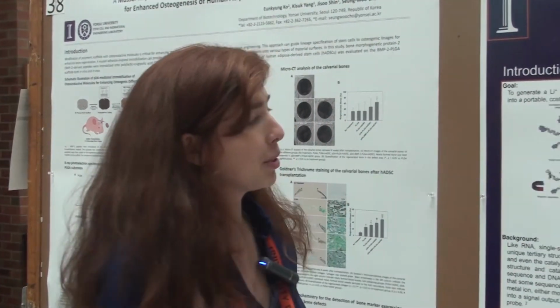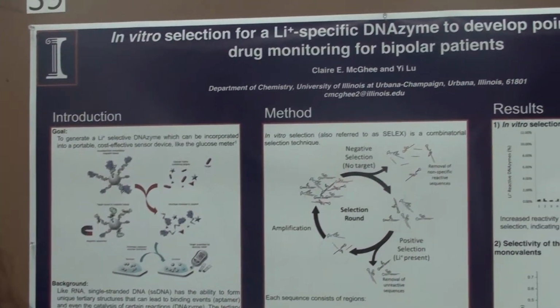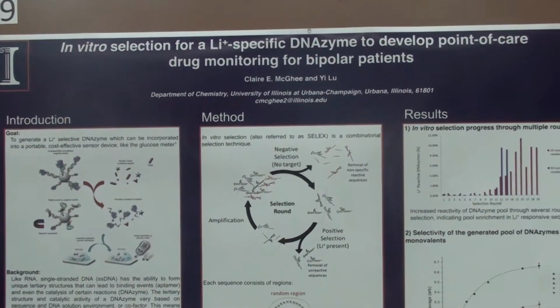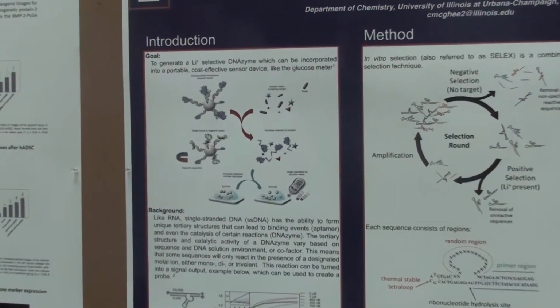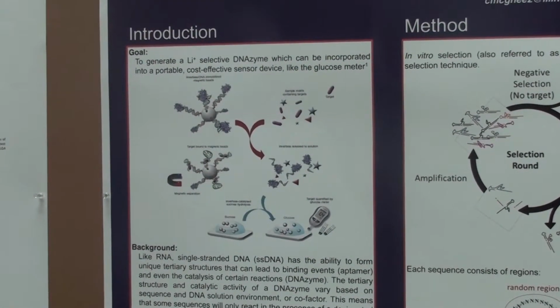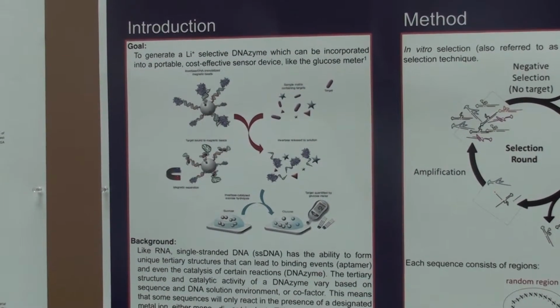Basically what I'm going to be talking about today is using a glucose meter to monitor something else, like lithium in this case. The reason I wanted to monitor lithium is because lithium is used to treat bipolar disorder for about 23% of patients, and it's used specifically to depress the manic state.